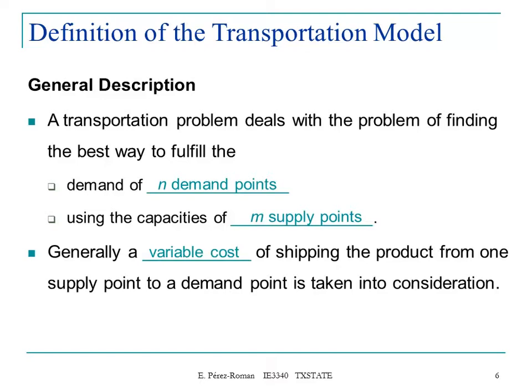Generally, a variable cost of shipping the product from one supply point to a demand point is taken into consideration. So there will be some costs involved. There will be transportation costs, maybe the type of transportation that you're using, or maybe the time it will take you to take the product to a particular location. So there will be some penalty if you don't deliver on time, and you need to take that into account as well. There are multiple things. Again, we're going to focus only on the transportation cost, but those other details can be added to the model easily.